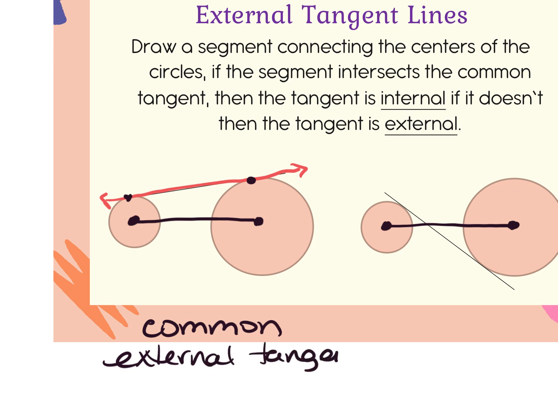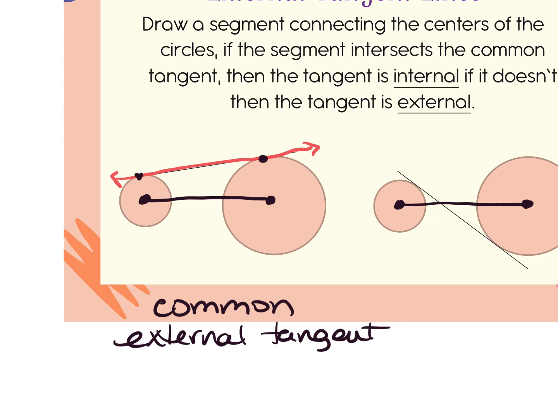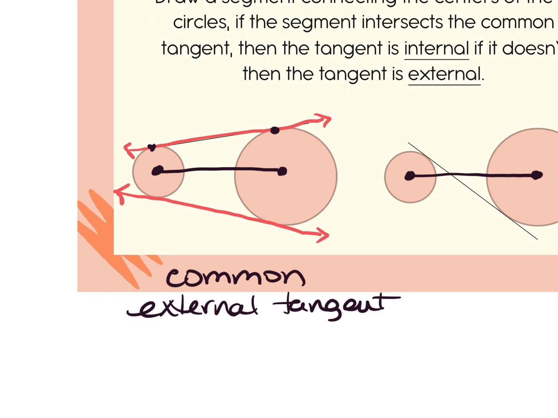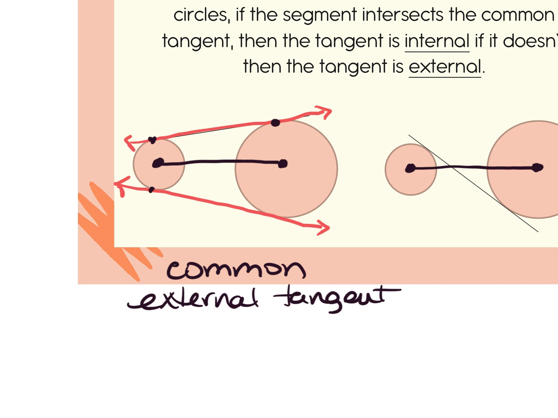When it touches it, it's going to be a common internal tangent. Now, when you have two pictures of two circles that are side by side, I can actually draw in a second common external tangent, one that'll skim along the bottom. So this actually has two common external tangents. I cannot draw any more.